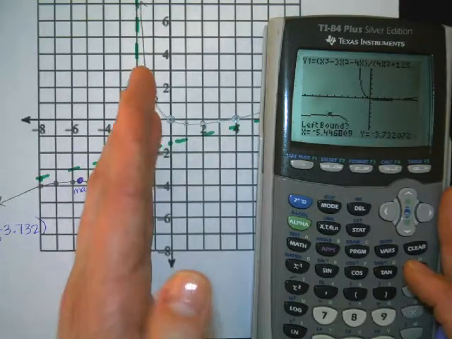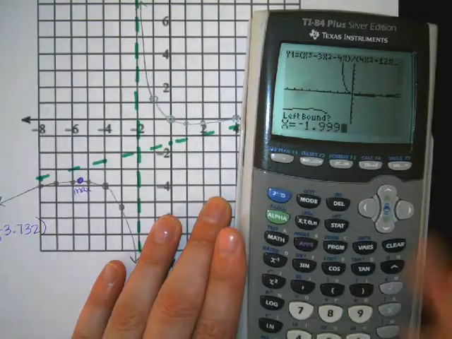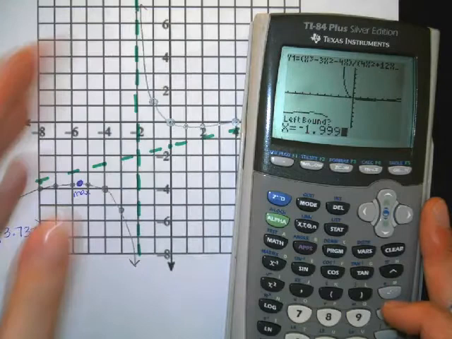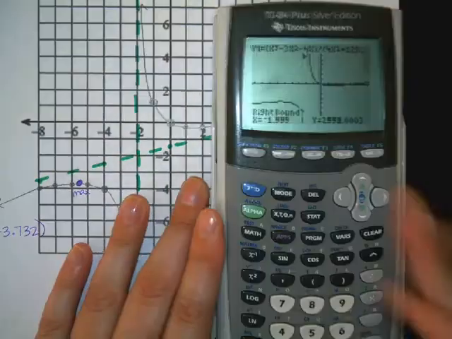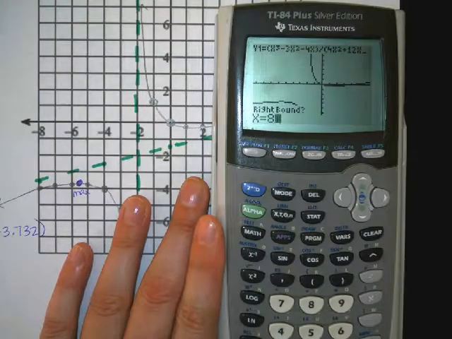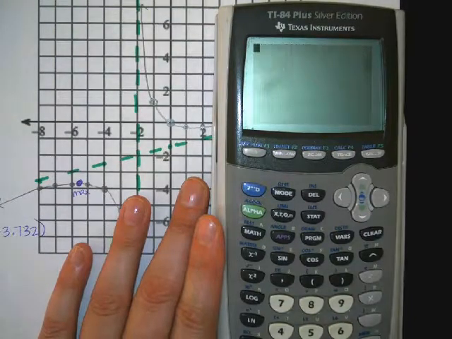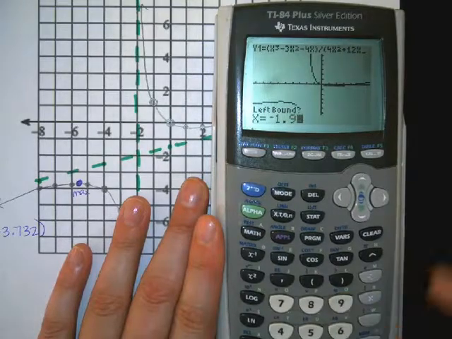Okay. So the left bound for this one is going to be negative 1.999 because that's a little bit to the right of our asymptote. And then our right bound can be positive 8. Does that make sense how I chose those numbers? No. Oh, it didn't like that. I probably chose a number that was too close to the asymptote. Maybe try negative 1.9. It might like that better.